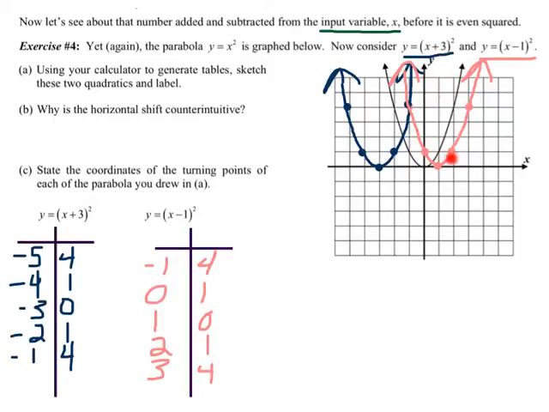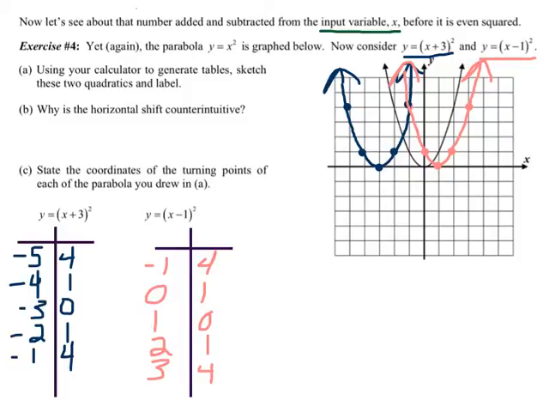So you would think it would move to the right 3, but it doesn't. Because it's inside my parentheses, we're going to do the opposite. It's going to move to the left. And the pink one says negative 1. You would think we would move to the left 1, but we don't. It's the opposite. We move to the right 1.